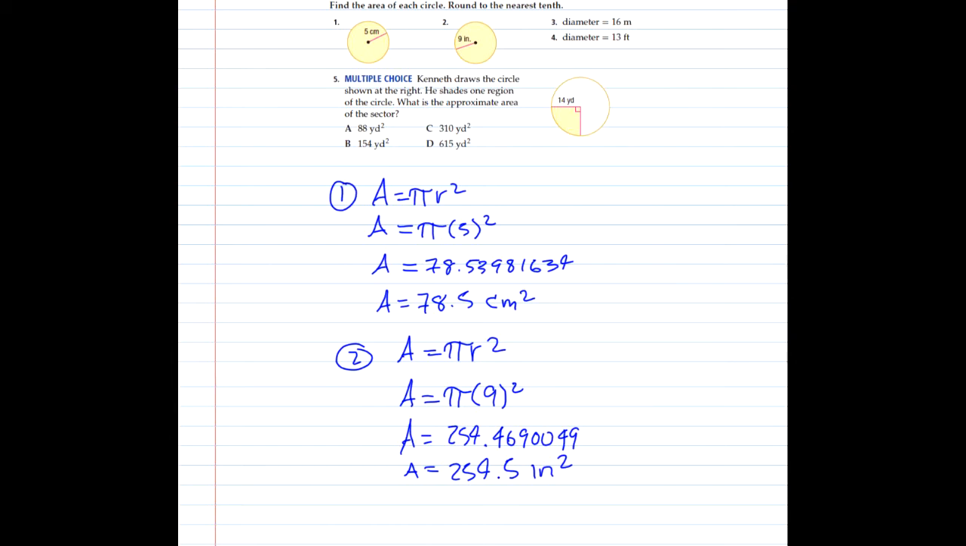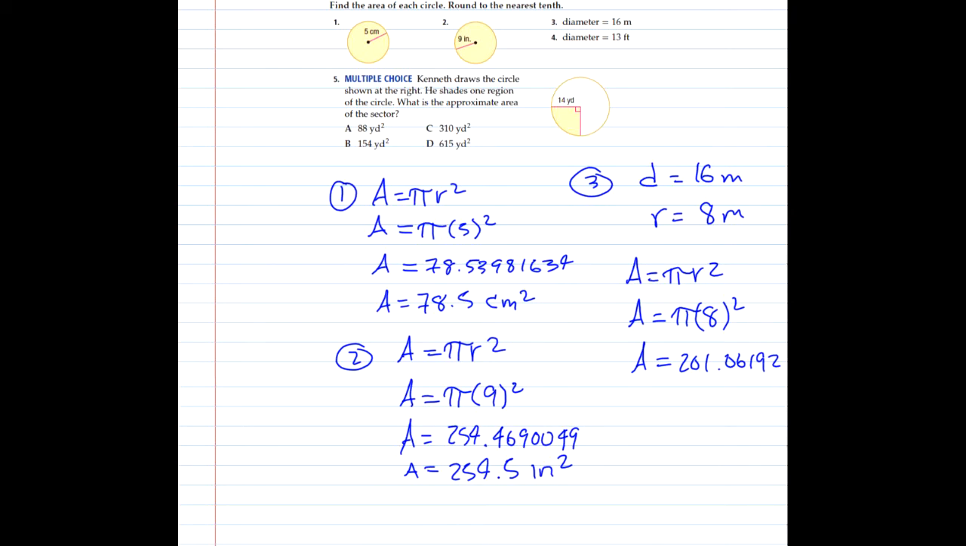Number 3. I have a diameter of 16 meters. That means my radius is 8 meters. So area equals pi r squared. Area equals pi times 8 squared. Area number 3 is 201.0619. I'm going to round that to 201.1 meters squared.